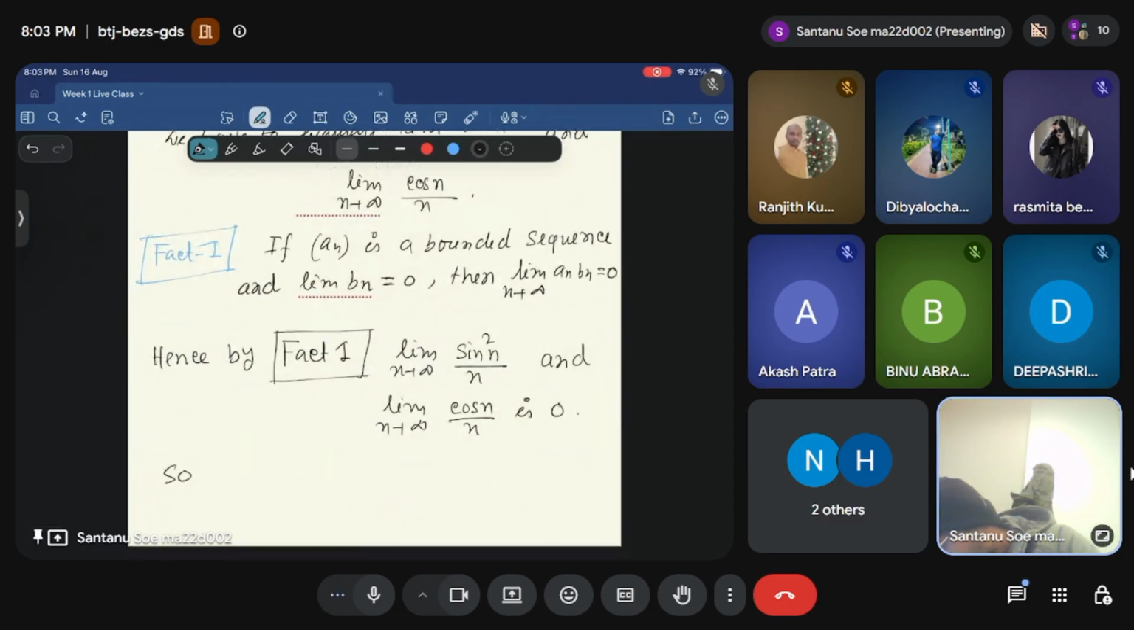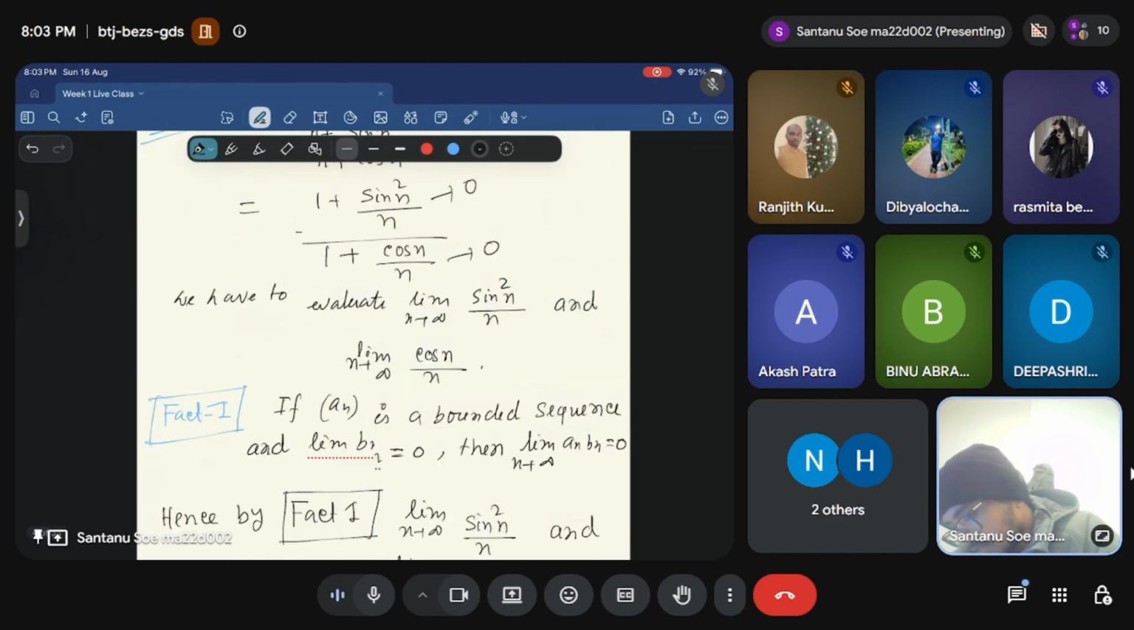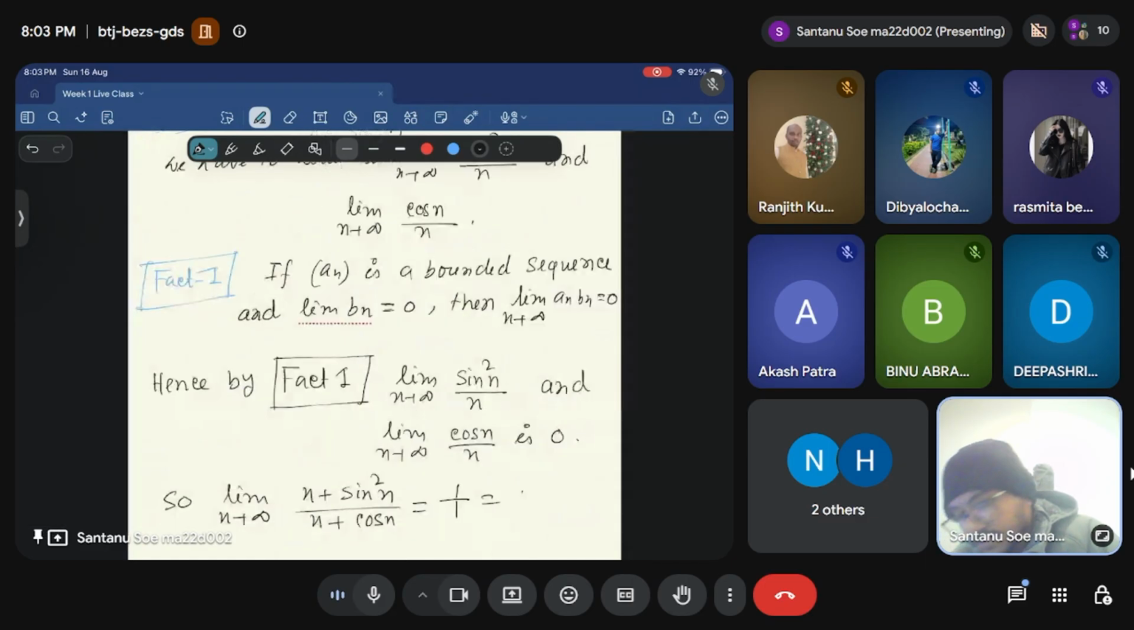So limit n tends to infinity of n plus sine square of n divided by n plus cos of n is what? This limit is 1, right? Because this is going to 0, this is going to 0, so this will be 1 by 1, which is 1.